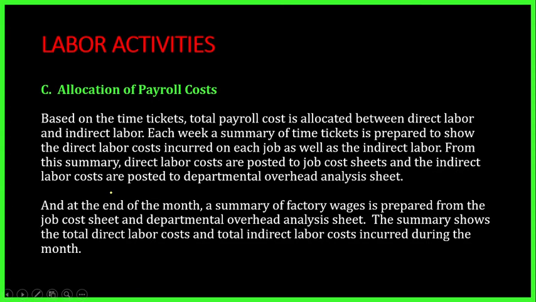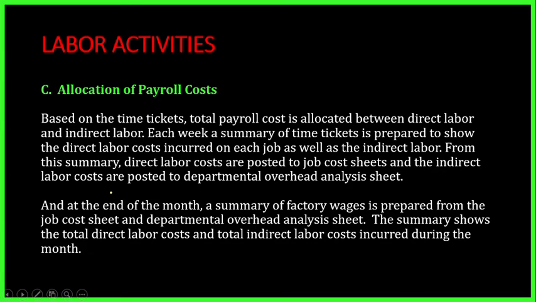Based on time tickets. You remember time tickets? Okay, the number of time or the total time spent by an employee working on a specific job. This is found in your employee time tickets. Okay. Total payroll cost is allocated between direct labor and indirect labor. Each week, a summary of time tickets is prepared to show the direct labor cost incurred on each job as well as the indirect labor. No? Mabilis na yan if it's per week. Sometimes they only summarize this, let's say, the day before the payroll. Okay, so, ayun.